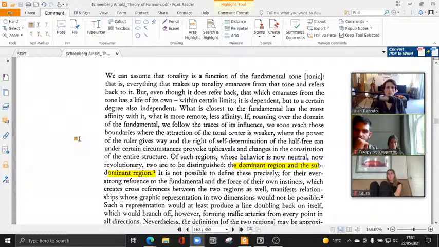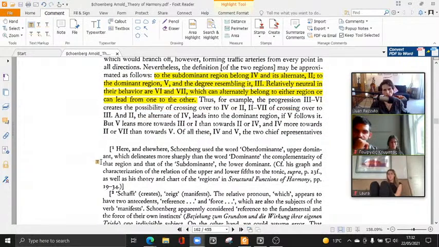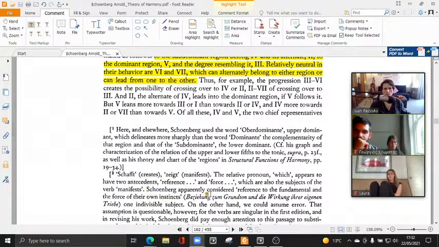It is not possible to define these precisely, for their ever strong reference to the fundamental and the force of their own instincts, which creates cross references between the two regions as well, manifests relationships whose graphic representation in two dimensions would not be possible. About that, the translator notes the original German and a possible error in the first edition, blah, blah, blah.